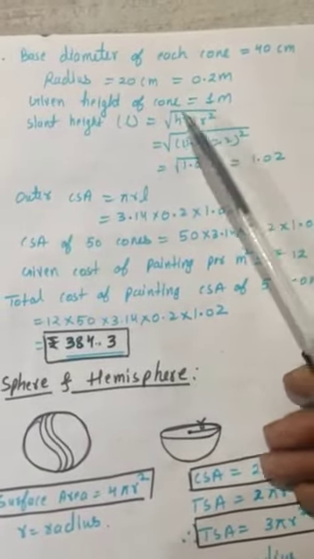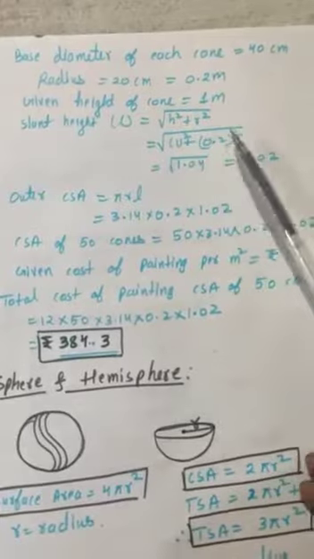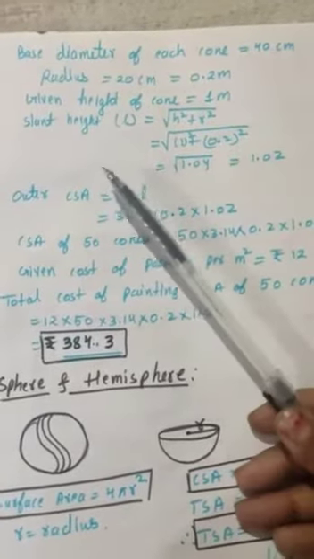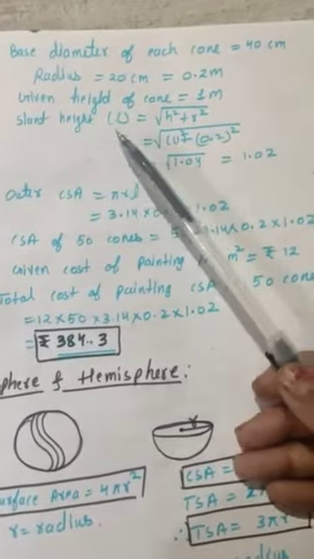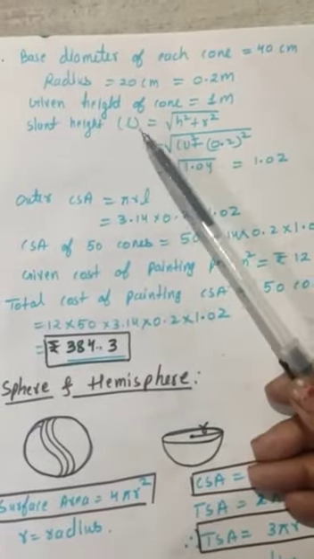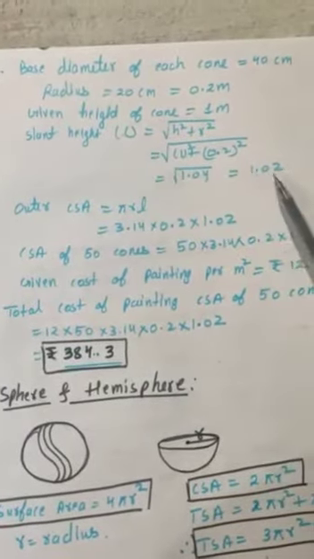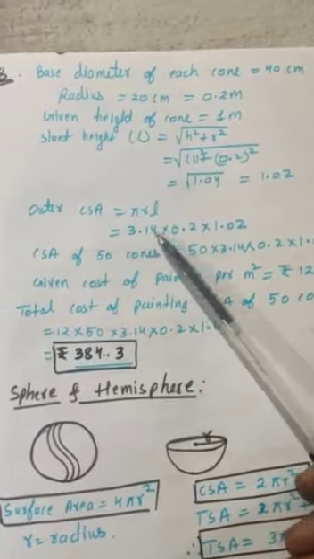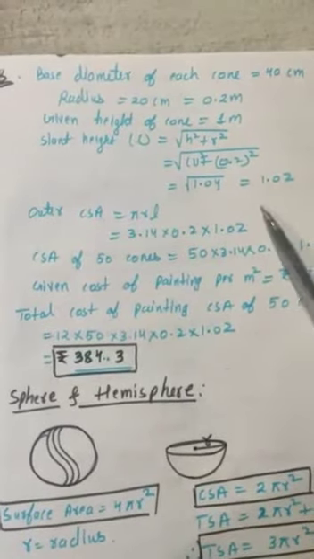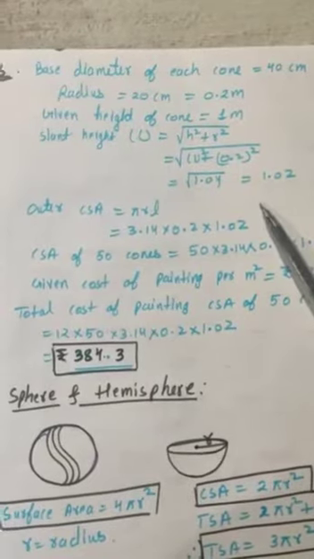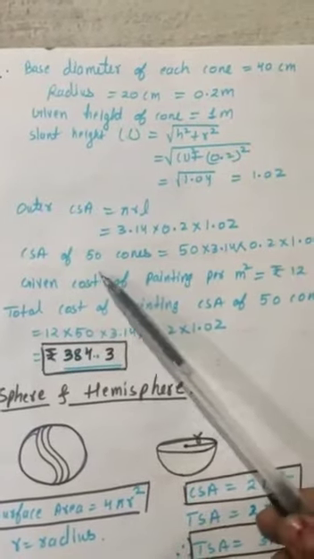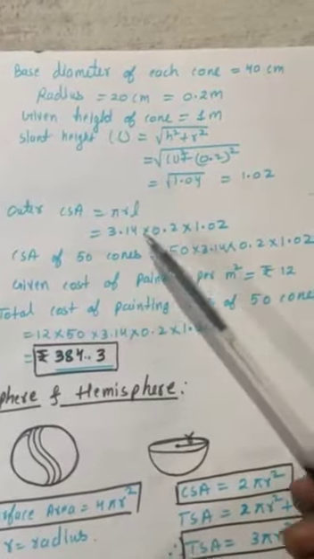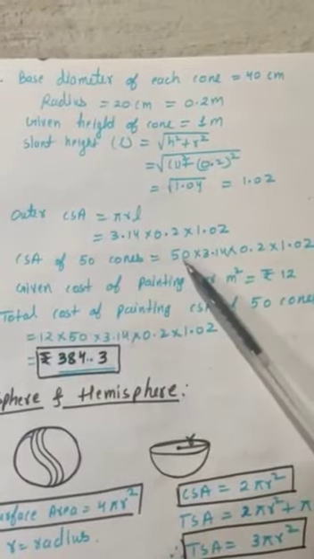अंडरस्टूड. नाउ इन कोन्स को अगर सपोज पेंट करना है बाहर से, that means you have to find out slant height, pi rl, so you need to calculate L. So L will become 1.02 meters. Okay, and then you will calculate pi rl. Now I am not multiplying, you can multiply also. Now how many total cones are there? 50. तो 50 cones का CSA कितना हो जाएगा? इस CSA को 50 से multiply कर दो.